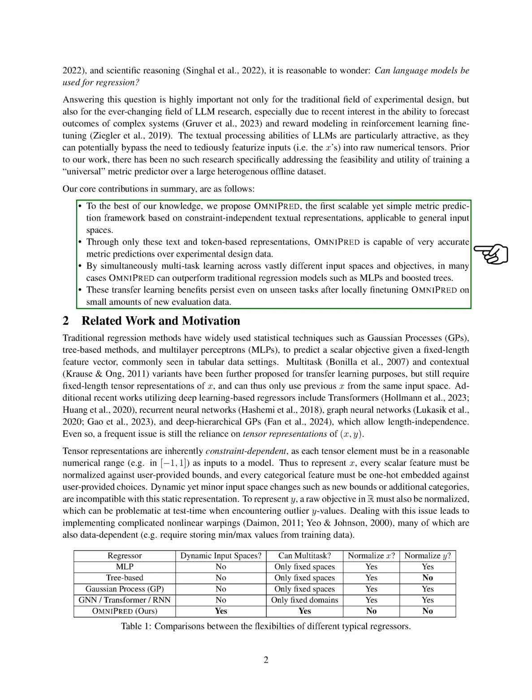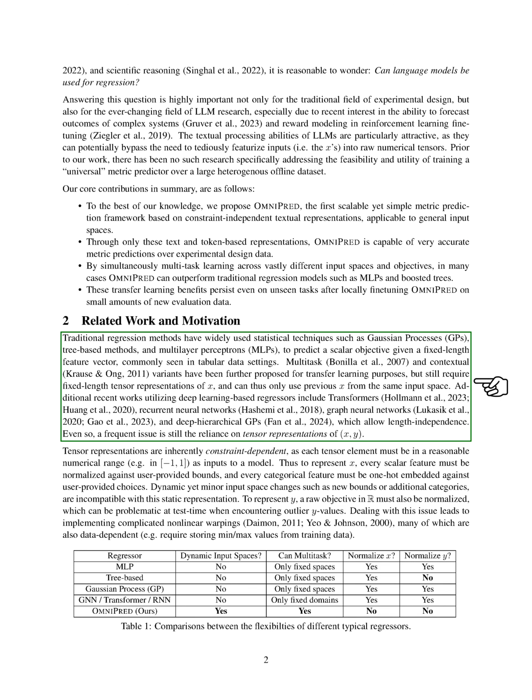By learning across different input spaces and objectives simultaneously, OmniPred often surpasses traditional regression models like MLPs and boosted trees in performance. Moreover, these transfer learning benefits continue to hold even when OmniPred is fine-tuned on small amounts of new evaluation data for unseen tasks.